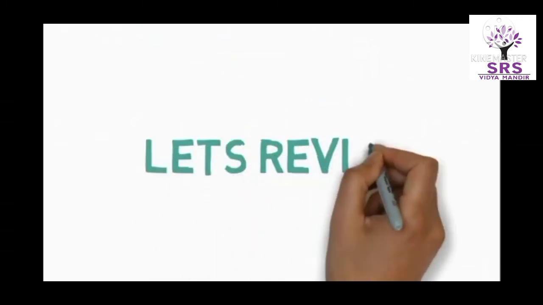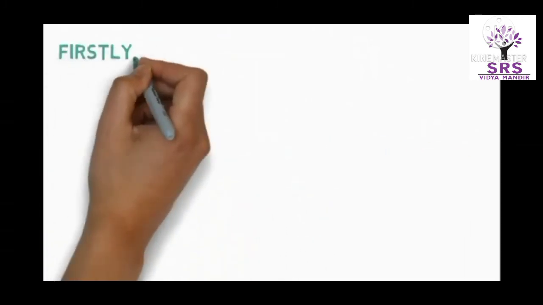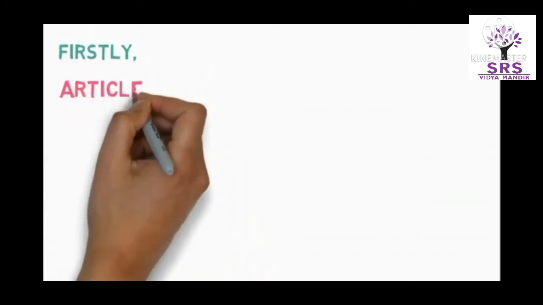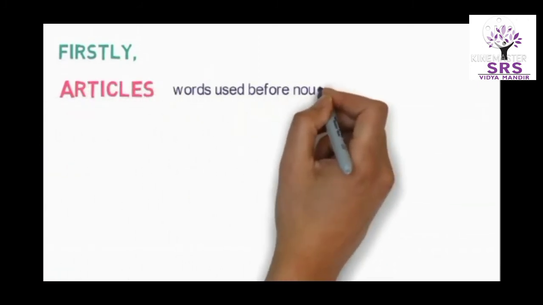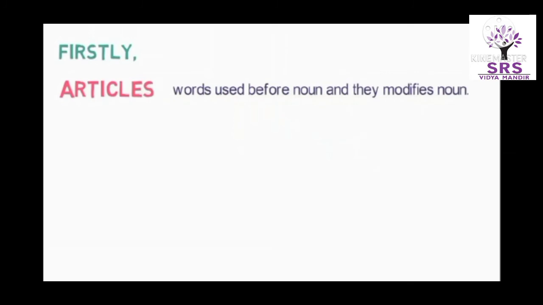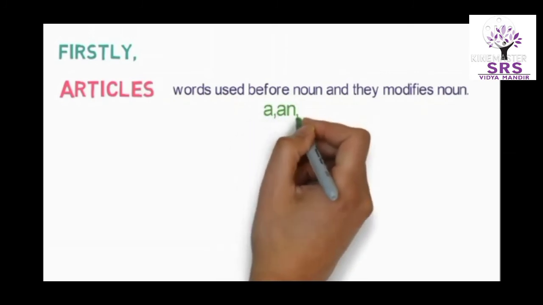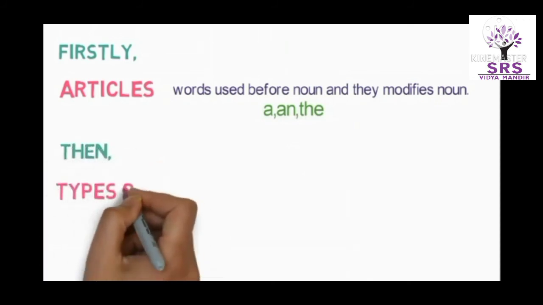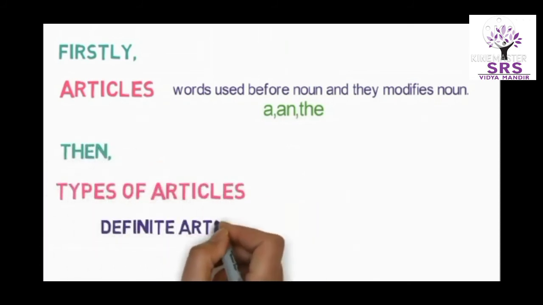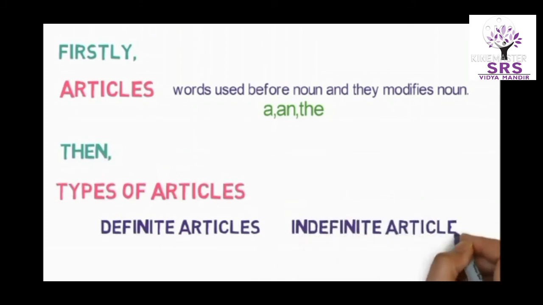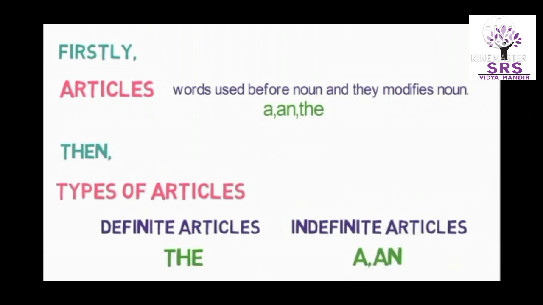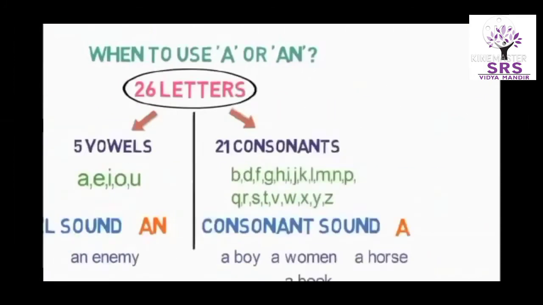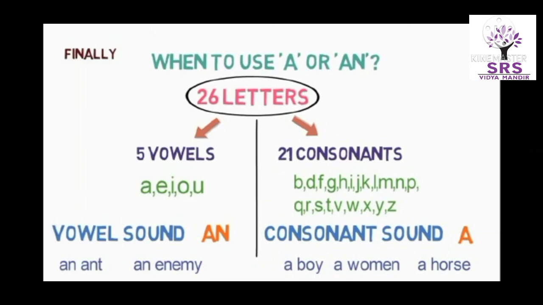Now let's have a quick revision on what we have learned so far. First we understood what are articles. Articles are words used before a noun and modify the noun. There are three articles: a, an and the. Then we learned the two types of articles, definite and indefinite. The comes in the definite article and a and an come in the indefinite article. Finally, we understood when to use a and an.